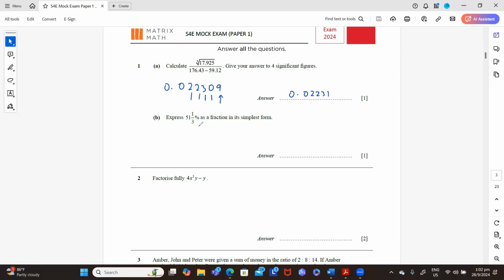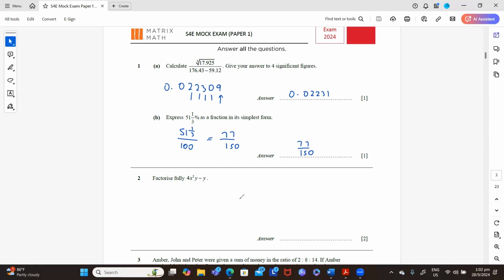Part B, express 51 whole 1/3% as a fraction in its simplest form. So anything with a percentage symbol means that number out of 100. So you can just write 51 whole 1/3 over 100. Now all you have to do is key this into your calculator. You will get 77 over 150. So that's the answer.